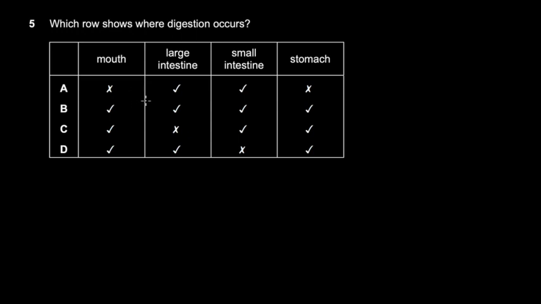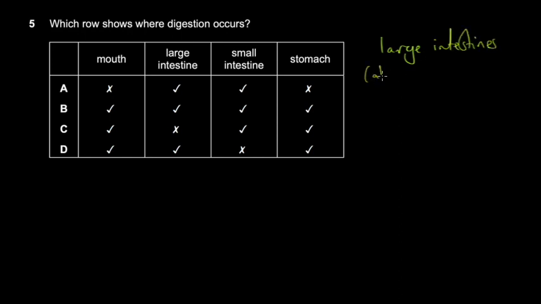In the mouth, we have chemical and physical digestion. So chemical and mechanical digestion. Chemical, in terms of amylase digesting starch into glucose. And in the large intestines, we don't have that. In the large intestines, we have absorption of water.